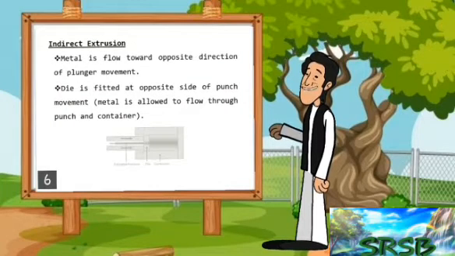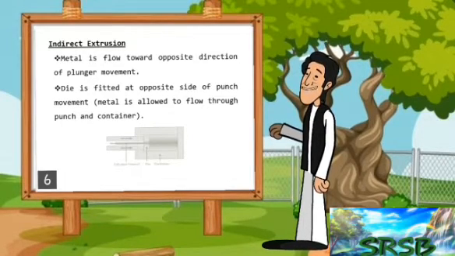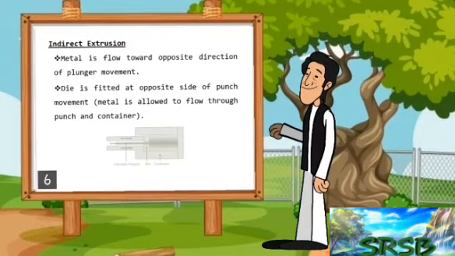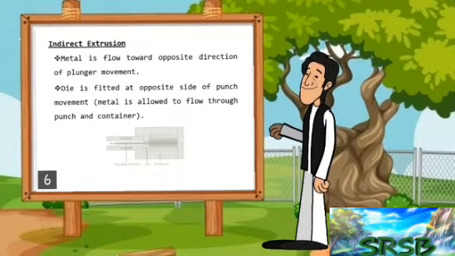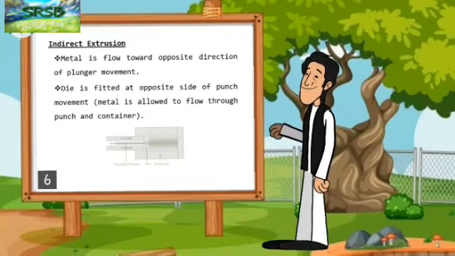Next, indirect extrusion. In this process, metal flows in the opposite direction of plunger movement. When you apply the force to get the required shape, the final product comes out in the opposite direction of plunger movement. The die is fitted at the opposite side of punch movement. So in this process, the direction of flow differs compared to forward or direct extrusion.